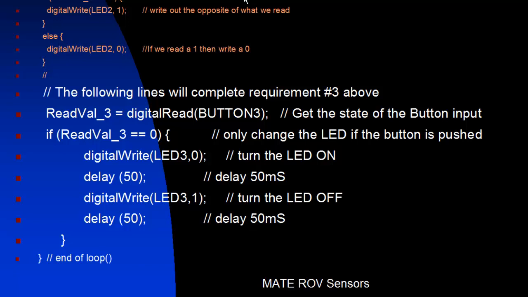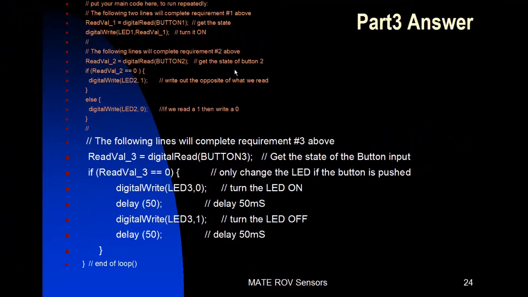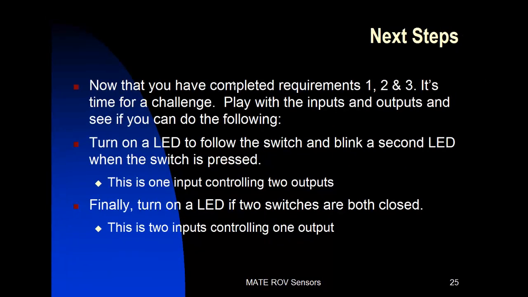Okay, now that you've completed steps for 1, 2, and 3, a little time for a challenge. Why don't you go and play with the inputs and outputs and see if you can do the following. Using one switch, turn on an LED to follow the switch like we did in requirement 1, and then blink a second LED while that same switch is pushed, which would be combining requirements 1 and 3 with a single push button. So that's one input controlling two outputs.